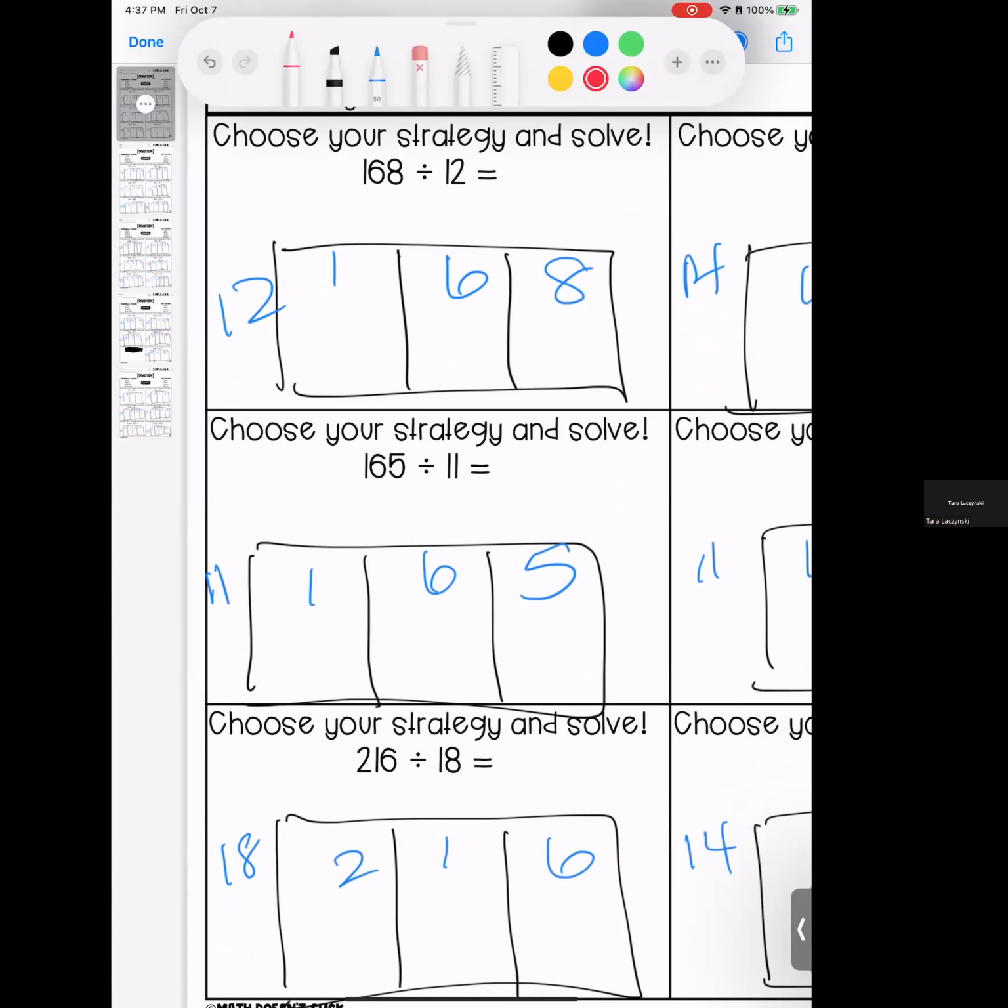So I know that 12 does not divide into 1. I show that by putting a 0 at the top. 0 times 12 is 0. 1 take away 0 is 1. Slide it up. 12 goes into 16 one time. 1 times 12 is 12. 16 take away 12 is 4. Slide it next door. 12 goes into 48 4 times, which leaves me with no remainders. The first one, the answer is 14.